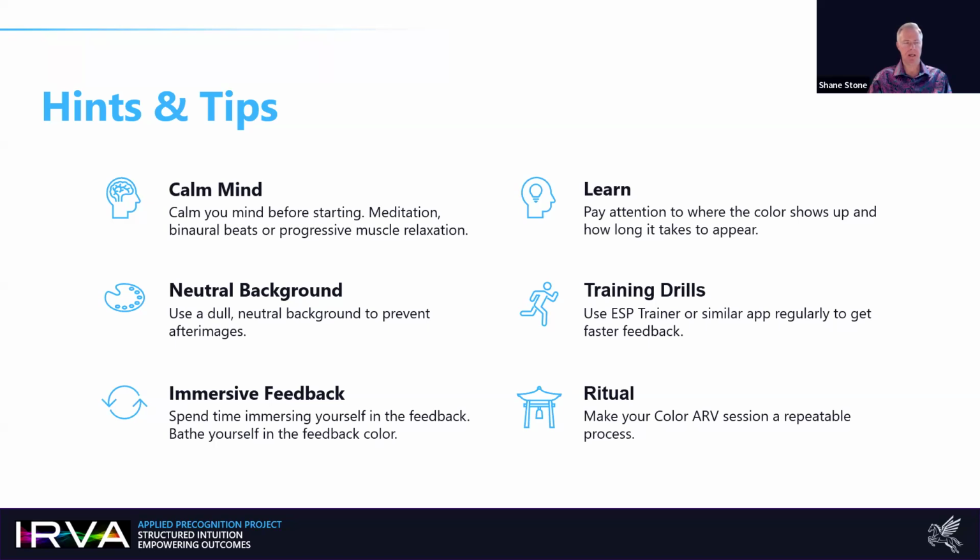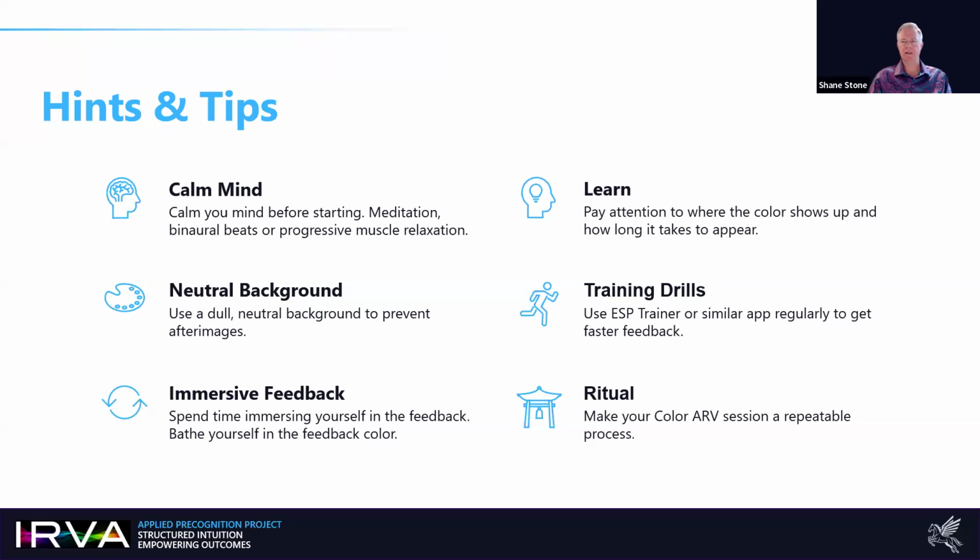So when that feedback image comes through, spend some time immersing yourself in that, sending the message back to yourself at the time you made the prediction. That can be something like bathing yourself in the feedback color, or it can be just concentrating on the color with the intention that this is the color that I was perceiving back when I did the session.